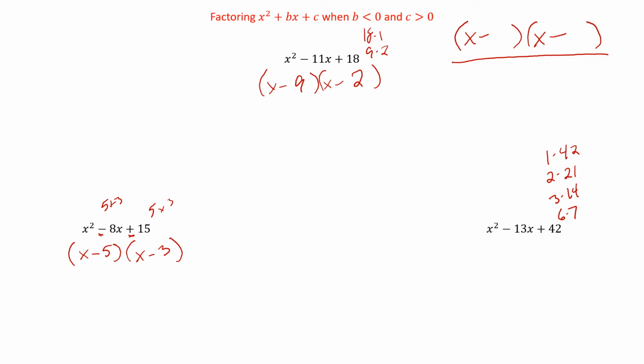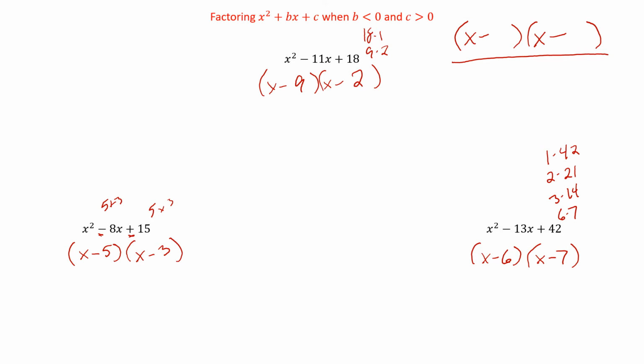Being that it's a plus 42, they have to be the same sign. Minus 13 means they both have to be negative. So we have x minus 6 times x minus 7. If we multiplied this out, we'd get back to x squared minus 13x plus 42. And remember, it could be x minus 6 times x minus 7, or x minus 7 times x minus 6. We can always switch the order of the two factors.